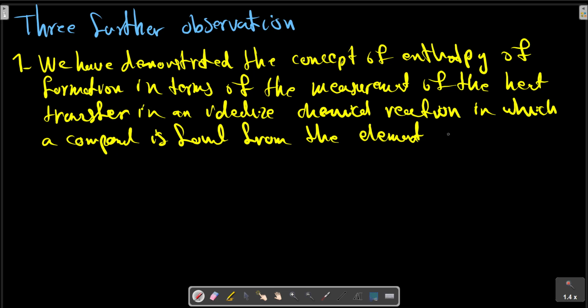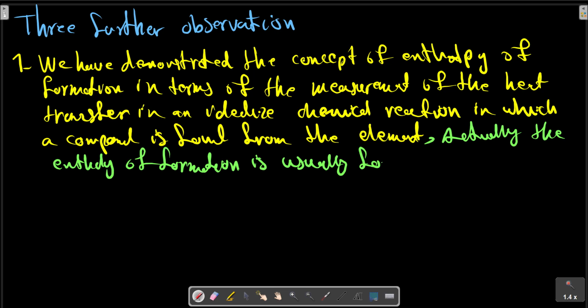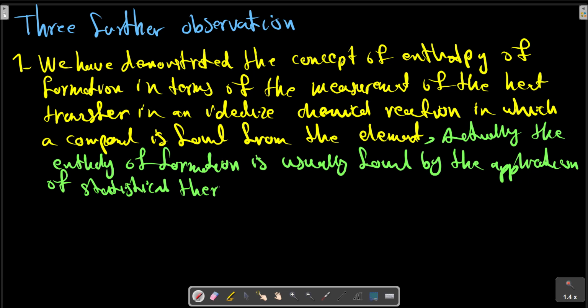Actually, the enthalpy of formation is usually found by the application of statistical thermodynamics using observed spectroscopic data.